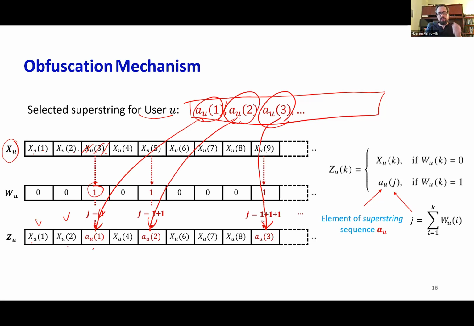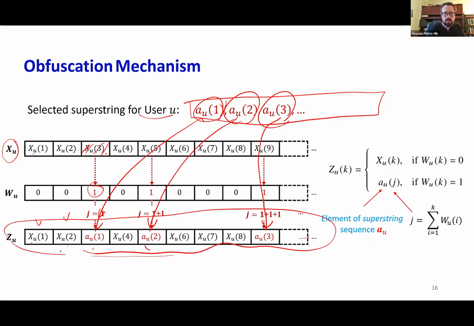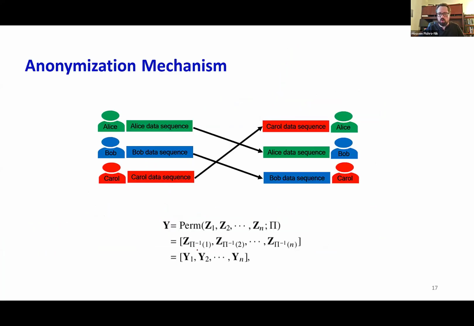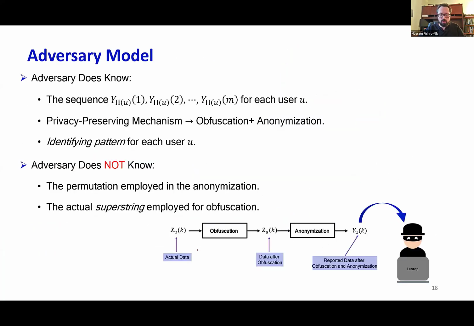And it's easy to see what's happening here, right? We are injecting these values from the superstring into the sequences of the users. And because there are a lot of patterns, by definition, the superstring has all the patterns in it. Then each sequence contains a large number of patterns. So that's the way we are achieving privacy for this specific case. So the anonymization is the same as before.